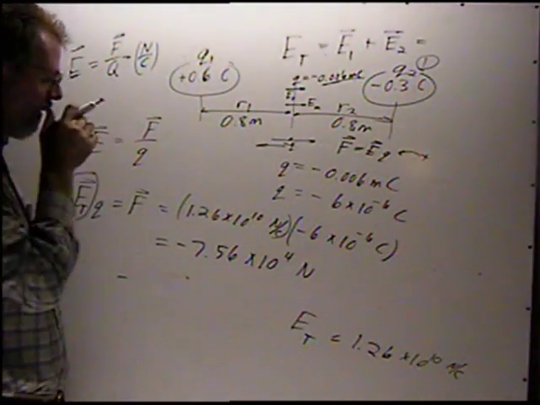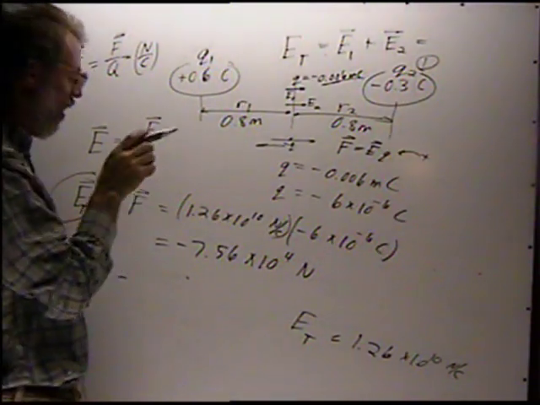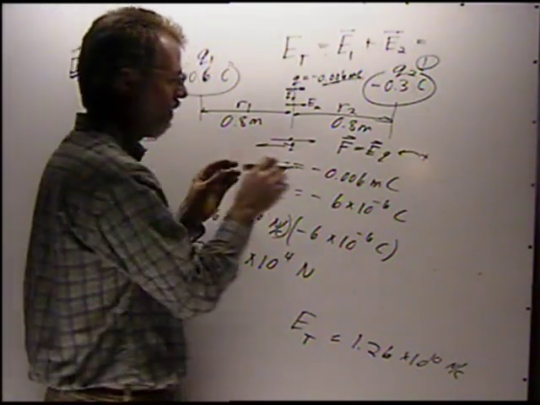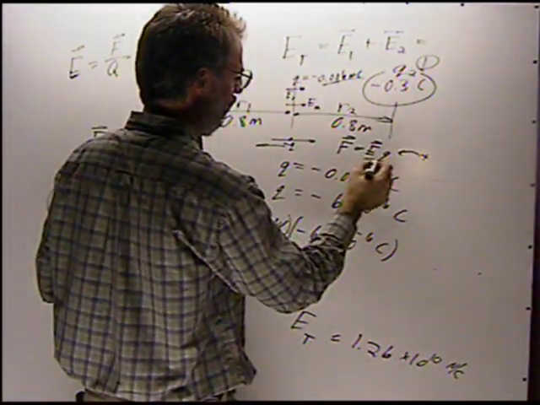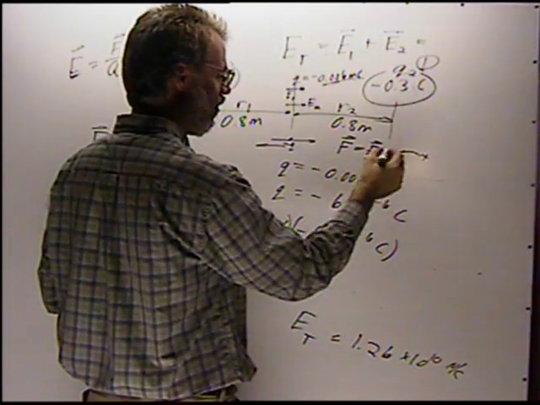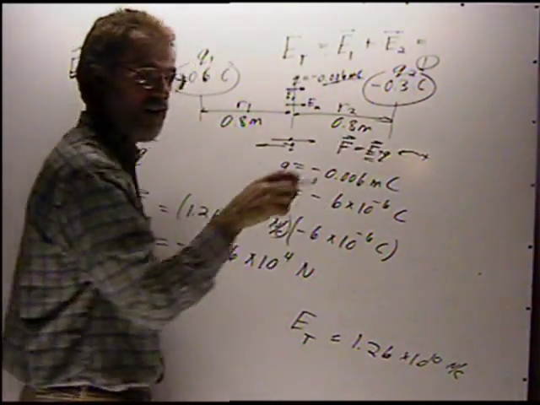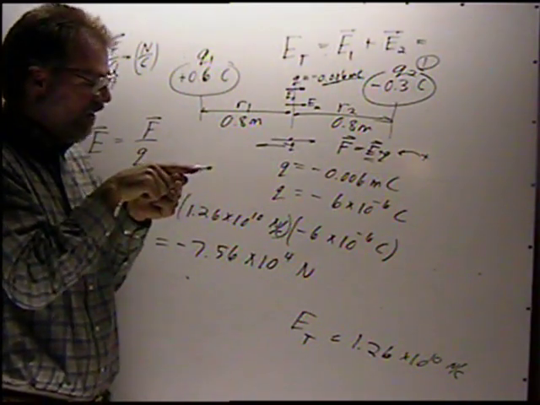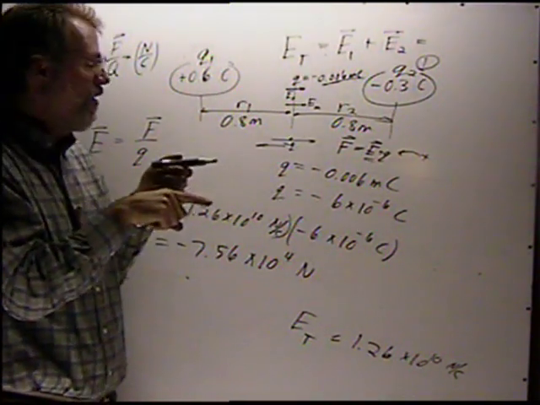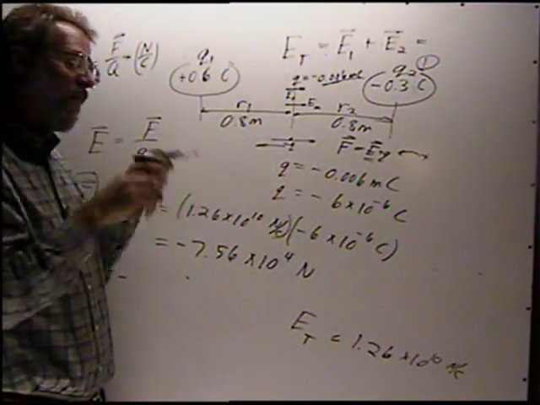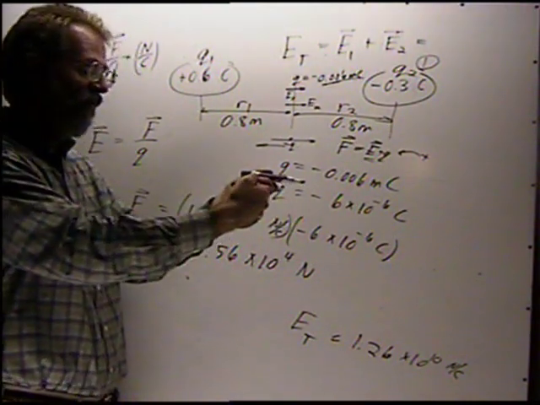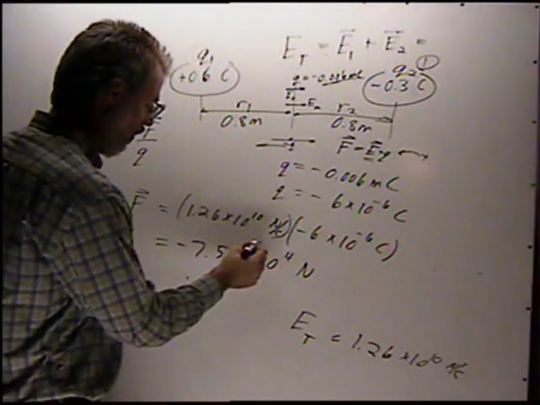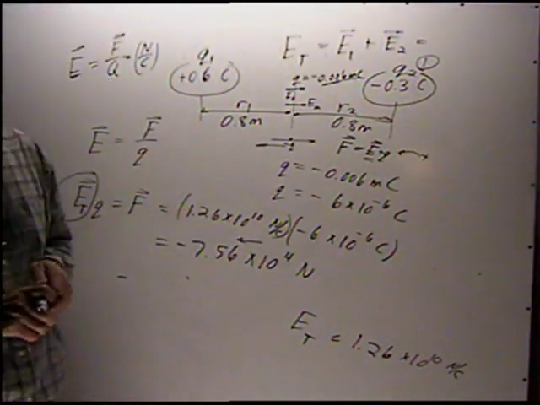I hope so. If the electric field is to the right and we drop in a plus charge, the force is also going to be to the right. The electric force will always go in the direction of the electric field for a plus charge. But if we have a negative charge, and the electric field is to the right, the force is to the left. So this actually is the force that's oriented back to the left, not to the right.